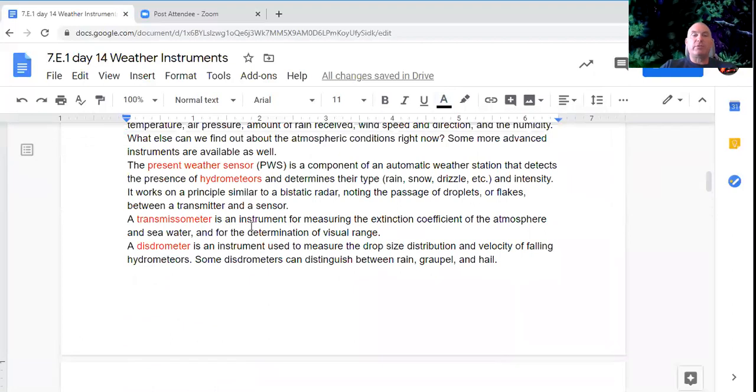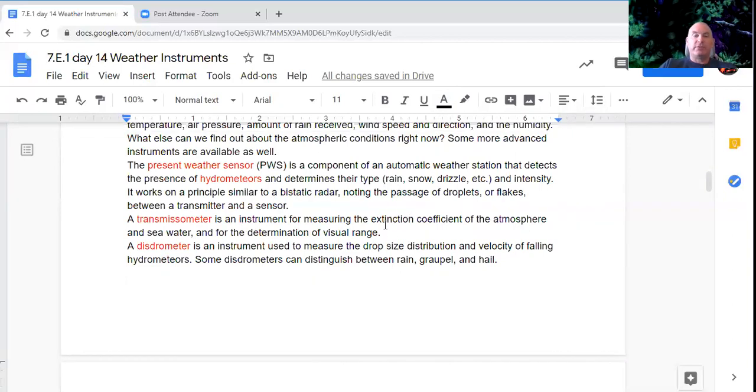A transmissometer is an instrument for measuring the extinction coefficient of the atmosphere. Wow, extinction coefficient. Extinction means something dying out, right? Well, in this case, it's the dying out of light. So they use a laser. Basically, they shine a laser between an emitter and a target, and based on how much of that light energy the target receives, they can tell the visual range, how much cloud is between the emitter and the target down there at the ground level.